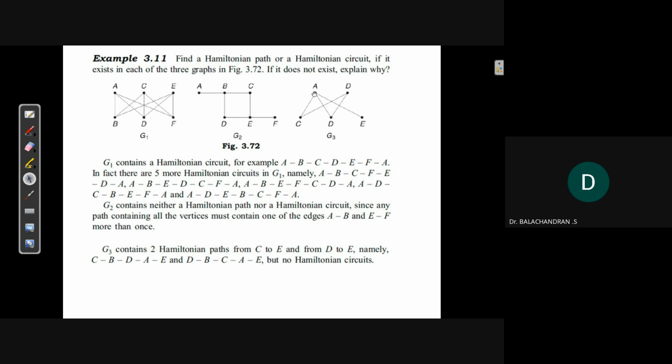The next one. This is A, this is B, C, D, E. G3 contains two Hamiltonian paths: from C to E, and similarly from D to E. C to B, B to D, D to A to E. Similarly, I'll start from D: D to B, B to C, C to A to E. Both of them are Hamiltonian paths. But no Hamiltonian circuit exists in G3.